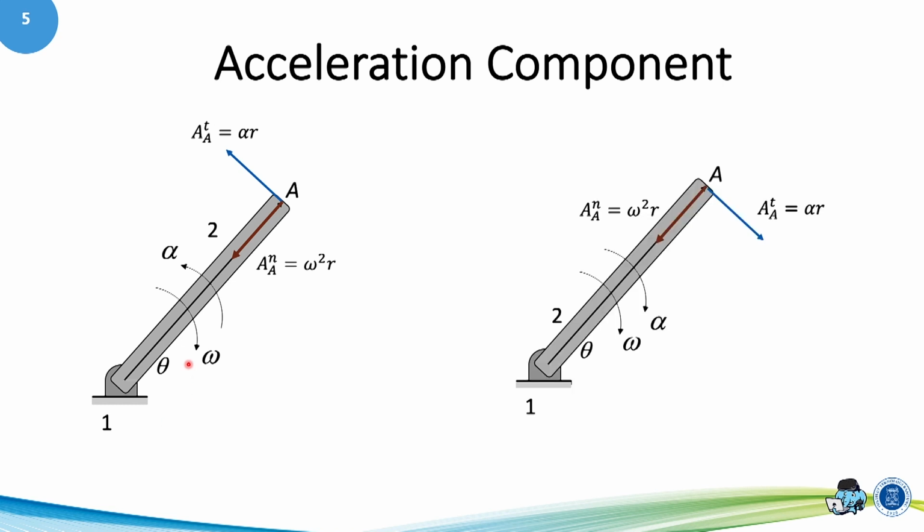Another example is both angular velocity and angular acceleration have the clockwise direction. You can see the direction of the tangential acceleration and the normal acceleration. The direction of the tangential acceleration goes to the right because the direction of the angular acceleration is clockwise, and then the direction of the normal acceleration goes to the center of rotation.